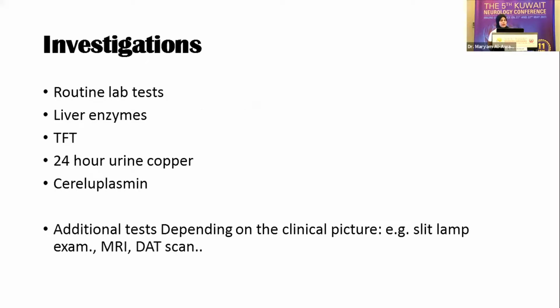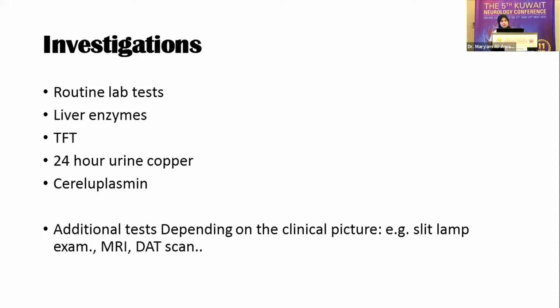Now we move on to the investigations of tremor, and this is also based on your patient. You start with the routine lab tests, CBC, and electrolytes, and you have to look for any metabolic derangements, including liver enzymes and thyroid function tests, importantly. If the patient is young and presenting with other features other than tremor, you have to look for evidence of Wilson's disease. It is a treatable disease, and it can be fatal without treatment. So you have to look for 24-hour urine copper, which will be high in case of Wilson's, and also serum ceruloplasmin, which will be low.